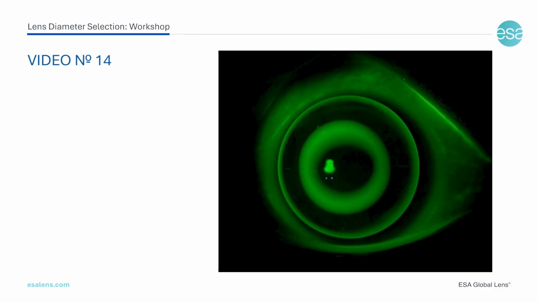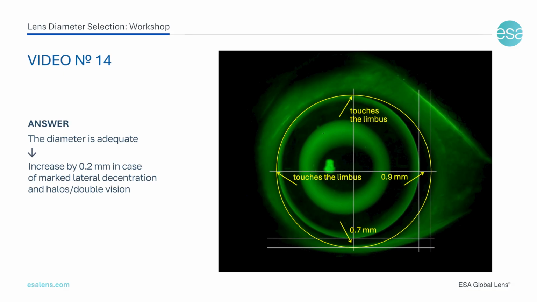What do you think of the diameter of this lens? What is your proposed action? In this instance, the diameter is normal, but a 0.2 mm increase is allowable if clinical signs dictate. The measurements here are very close to our target values. We have a total vertical gap of 0.7 mm and a total horizontal gap of 0.9 mm. If you observe marked lateral decentration and the patient reports persistent halos or double vision, you have enough room to increase the diameter by 0.2 mm.